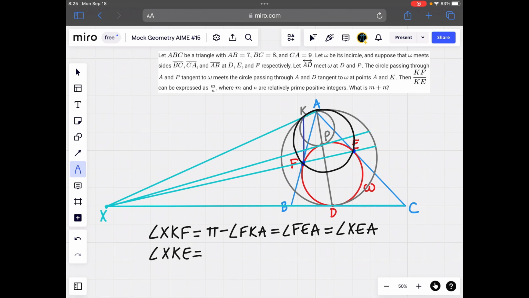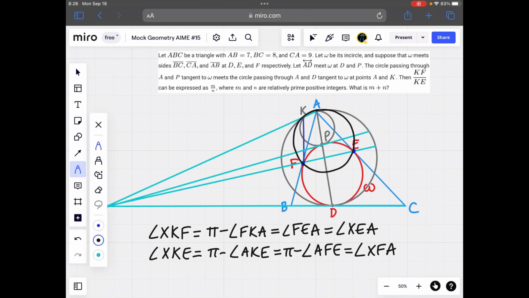We also have angle XKE, and that's equal to pi minus angle AKE, which is equal to pi minus angle AFE. That's equal to angle AKE because of the cyclic quadrilateral, which is simply equal to angle XFA.